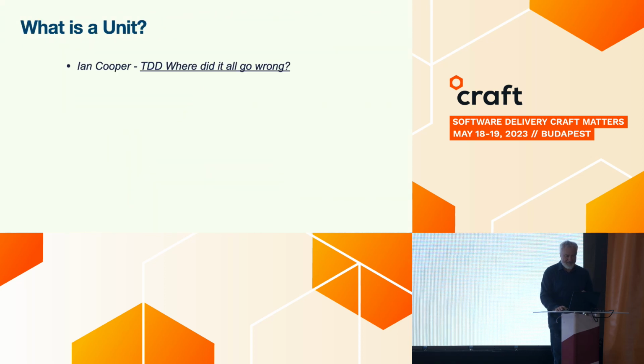A video I basically recommend to everybody is this one by Ian Cooper. It's basically TDD, where did it all go wrong? And I think the main thing he was getting at is that we are testing behaviors. We're not testing one-to-one with a class. This is something we learned with behavior-driven development and all these things. It's kind of nice to recognize that.